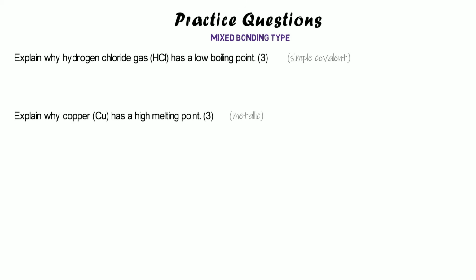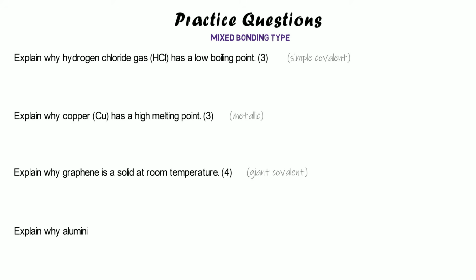Explain why copper has a high melting point. Copper is metallic. Explain why graphene is a solid at room temperature. That's a giant covalent substance. And finally, explain why aluminium oxide melts at 2072 degrees. And I'm just going to give you the hint this time. Giant ionic compound there. Pause the video and have a go at these questions.